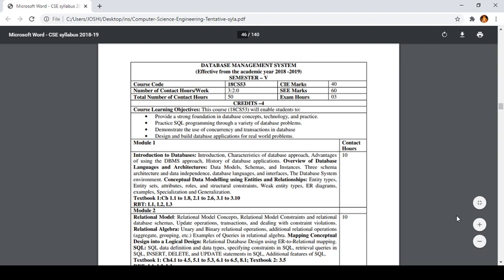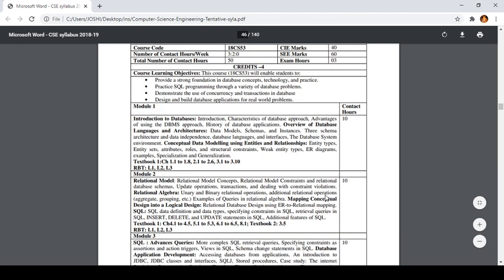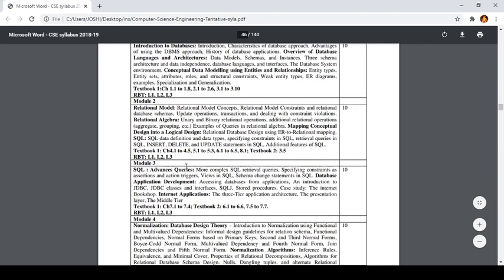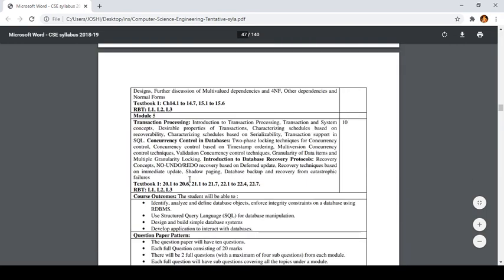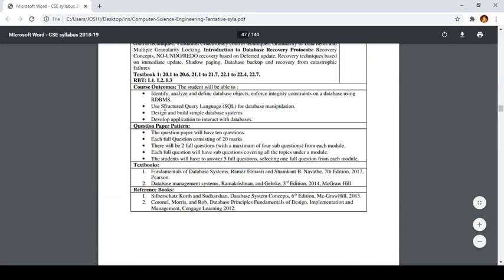Now this total DBMS falls into 5 models: model 1, model 2, model 3, model 4 and model 5. So the course outcomes are as follows: identify and analyze the defined database objects, enforce the integrity constraints on the database using RDBMS, use the structured query language for the database manipulation, design and build the simple database systems, develop applications to interact with the DBMS. These are the course outcomes.